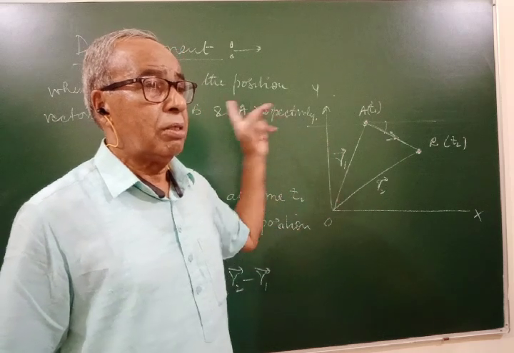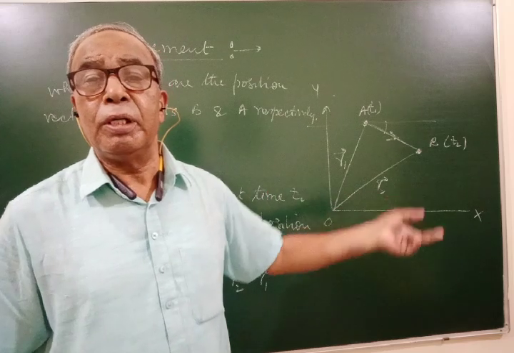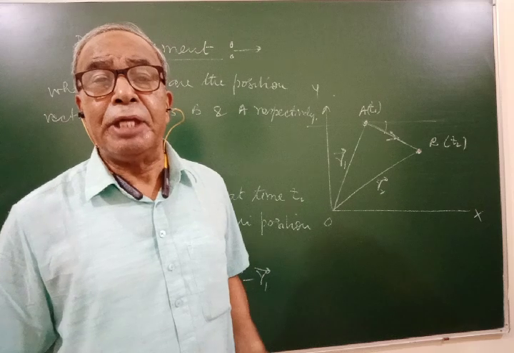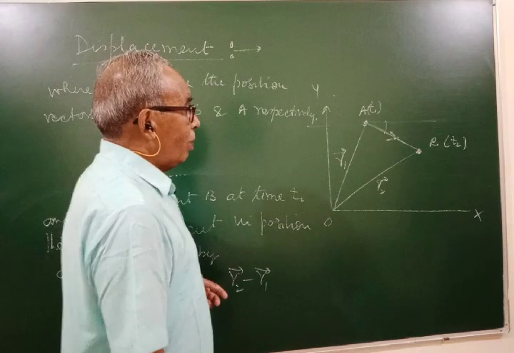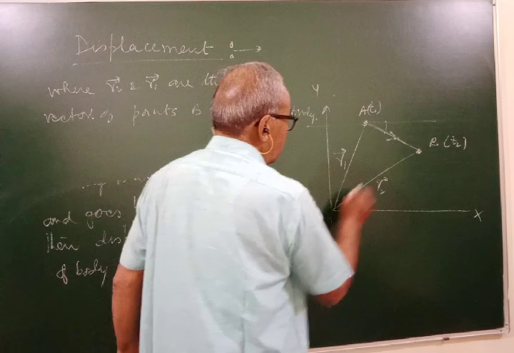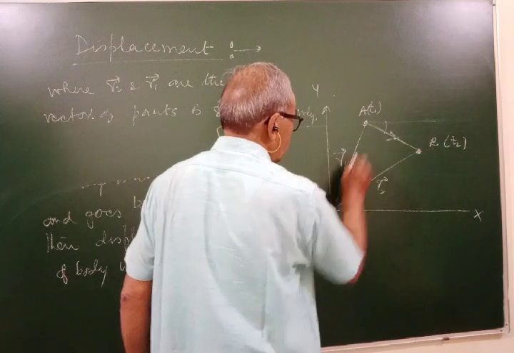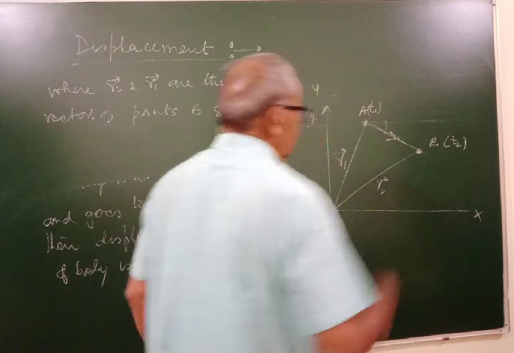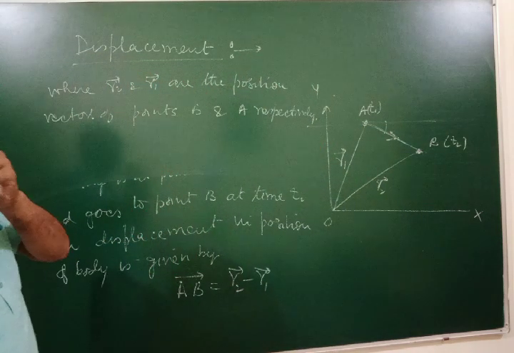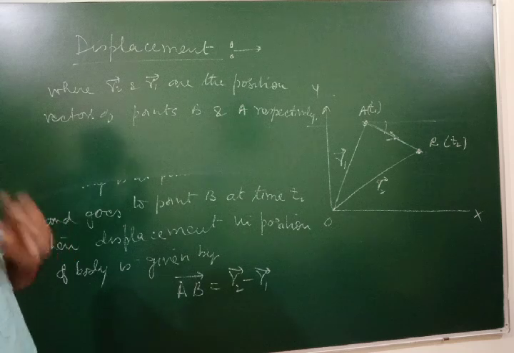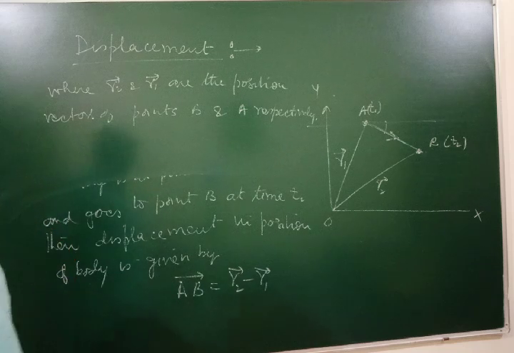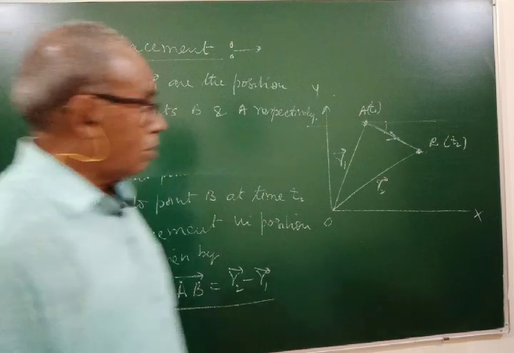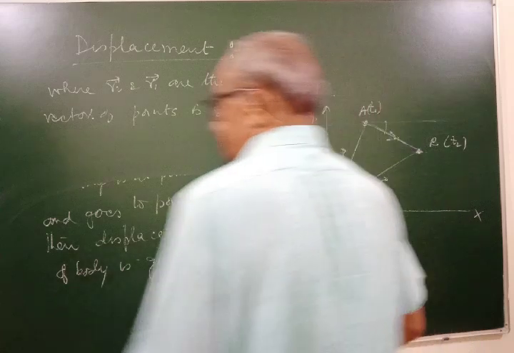We can measure the displacement of a body by finding the change in position vector. By vector addition, if you want to go to B, suppose you go to A and then B, so vector R1 plus AB is equal to R2, or hence AB equals R2 minus R1. So it itself consists of direction as well as magnitude.